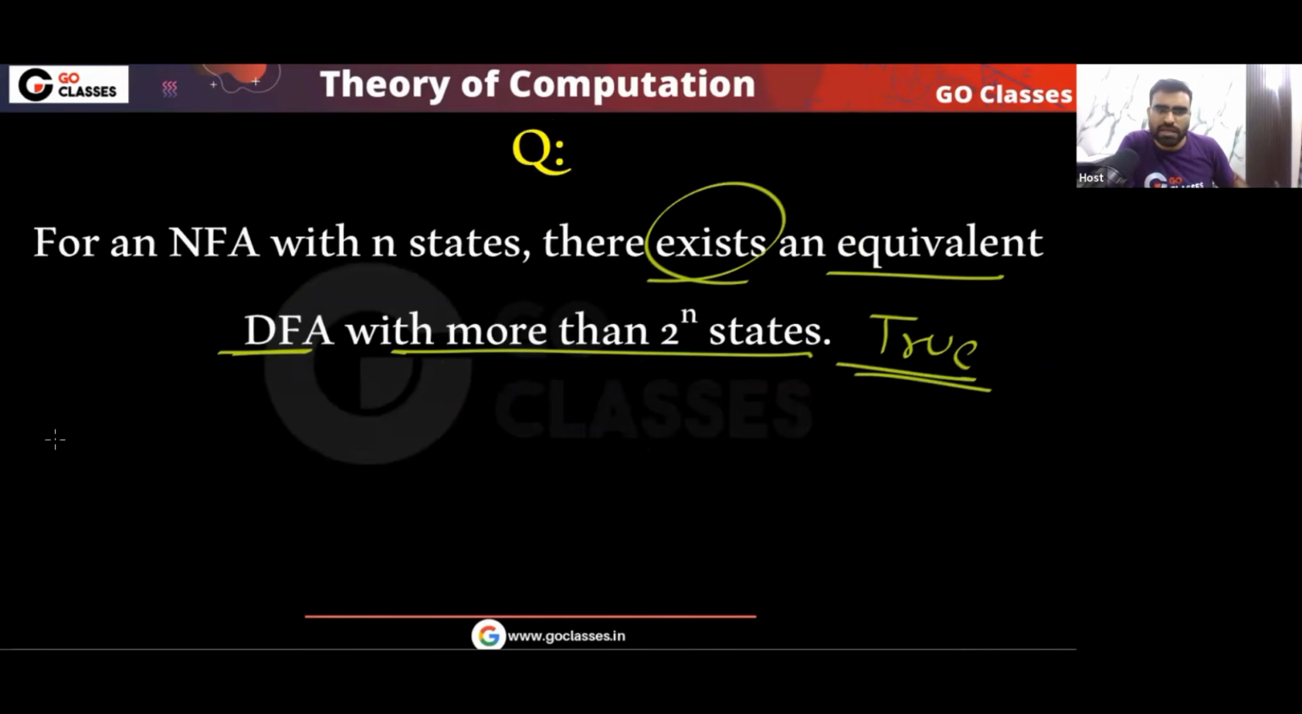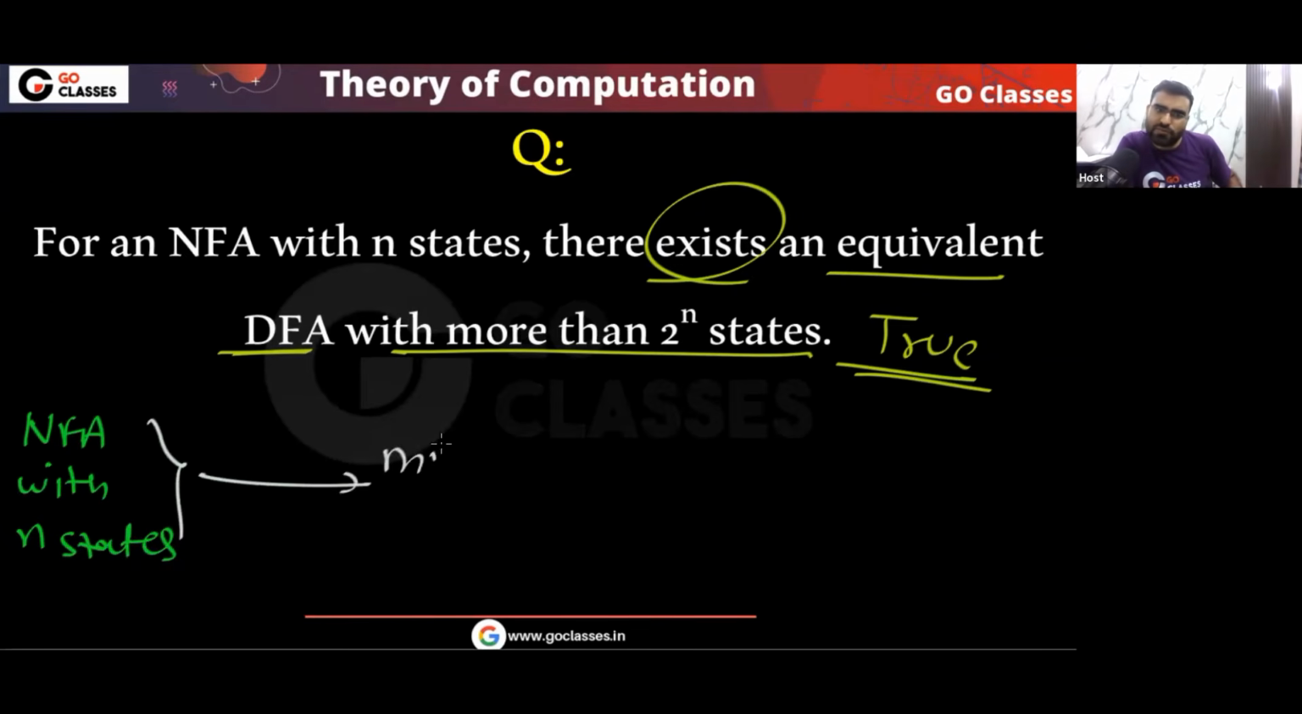Yes, this statement is true. Agree? Because from this NFA which has n states, notice what you can do. First, you can find the minimal DFA. You already know that the minimal DFA will have at most 2 power n states.